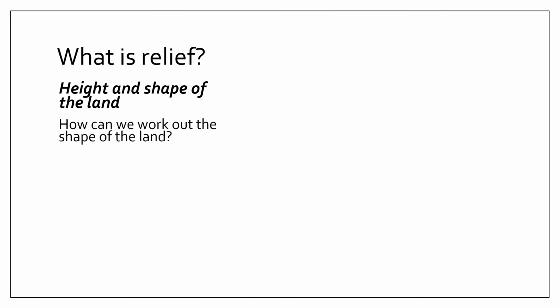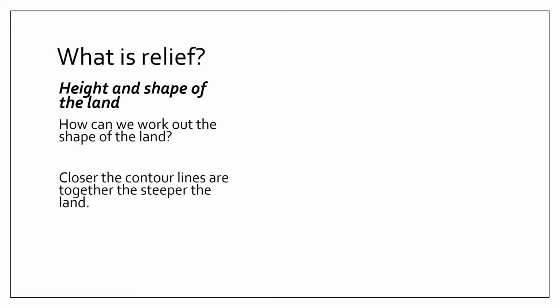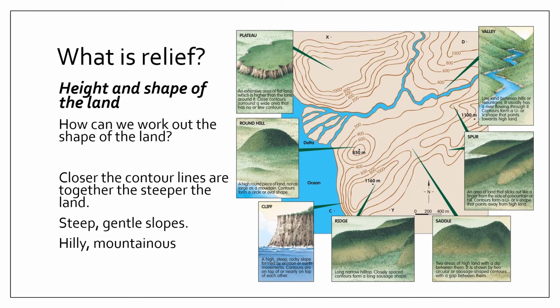The second part is the shape of the land. What words can we use to describe the shape of the land? Well, the first thing we can do is look at the contour lines. The closer the contour lines together they are, the steeper the land. So the word steep is a way to describe the shape of the land as well. The flatter the land, the more gentle the slopes, another way to describe it. We can also use words like it's very hilly or mountainous. Or you can look at other contour line patterns that you can see here, and these help you to work out the shape of the land.